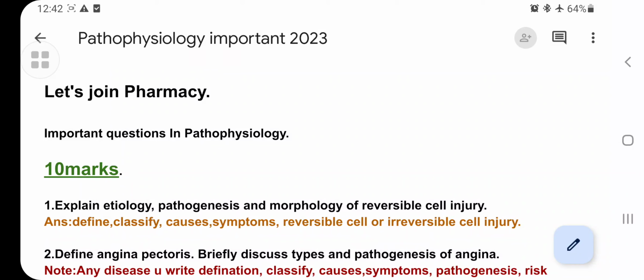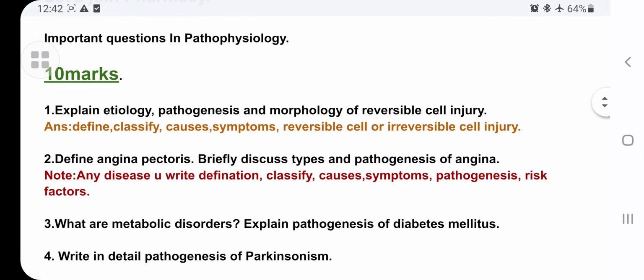Now let's discuss the 10 marks. Watch this video. First one is explain etiology, pathogenesis, morphology of the reversible cell injury. Either they will ask reversible or irreversible; from these two, one is fixed. You have to define first what the cell injury is. Then you go for classification, reversible, irreversible. Then you write what they ask. If they ask reversible, then you write reversible. Explain causes, symptoms, then the mechanism of that reversible. That's morphology. Then you go for the pathogenesis, pathophysiology of the reversible cell injury.